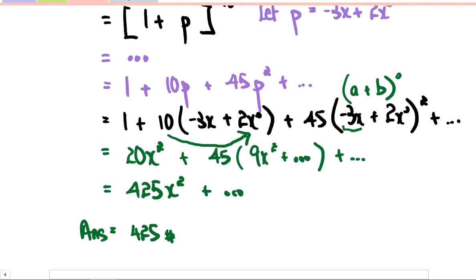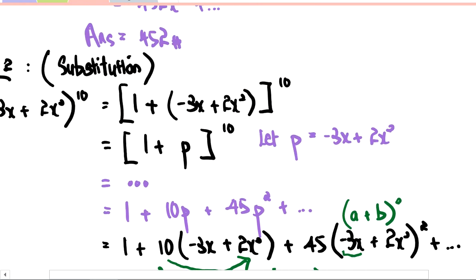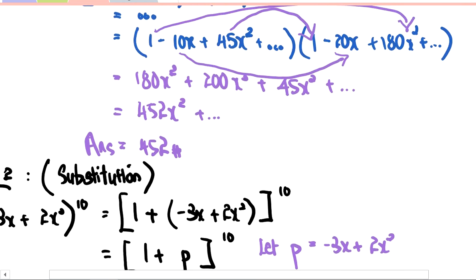I'll need to check back with my previous method to make sure it's consistent. I notice I made an error here, so I'm going to make the change right now. This is actually 45 when I sum them up together. So both answers give me 45.